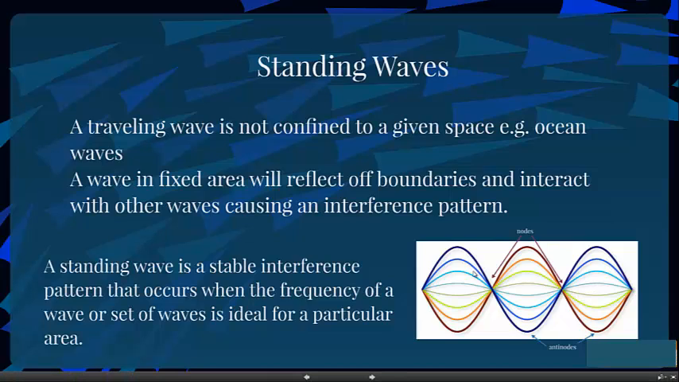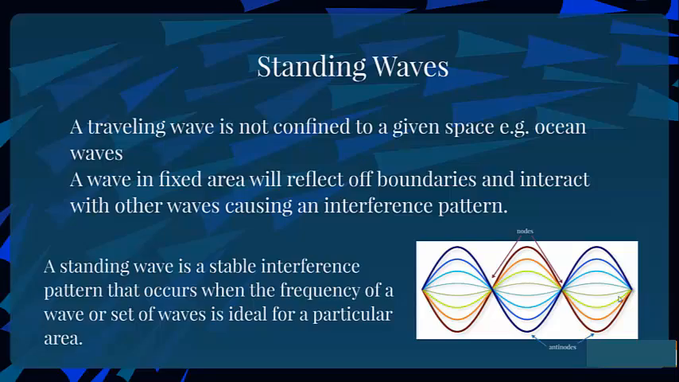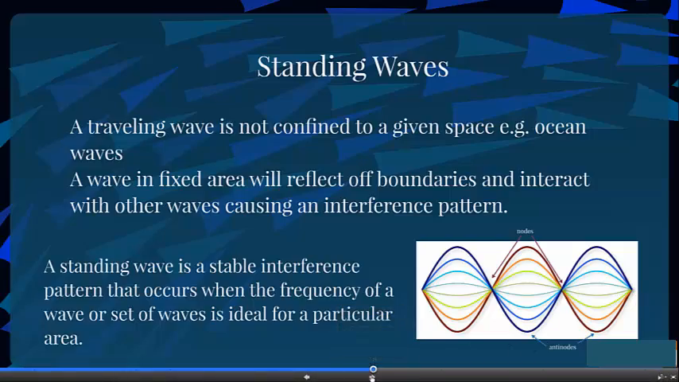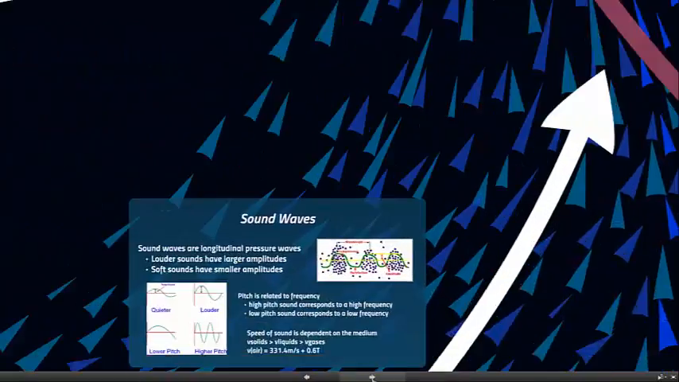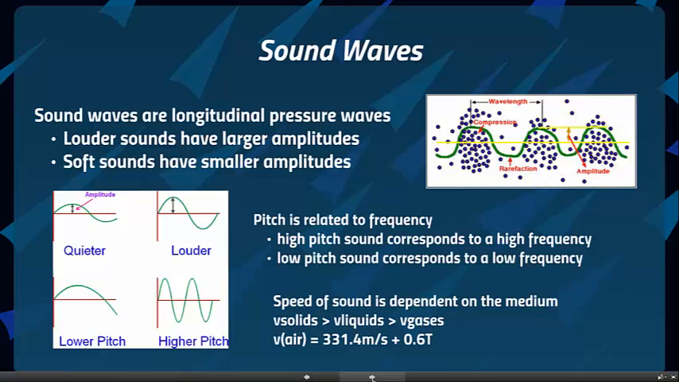And this standing wave occurs when the frequency of a wave or a set of waves is ideal for a particular area. And this occurs quite often with sound waves. So sound waves, as we said, are longitudinal pressure waves. Louder sounds have louder amplitudes, a higher amplitude. Quieter sounds have smaller amplitudes.